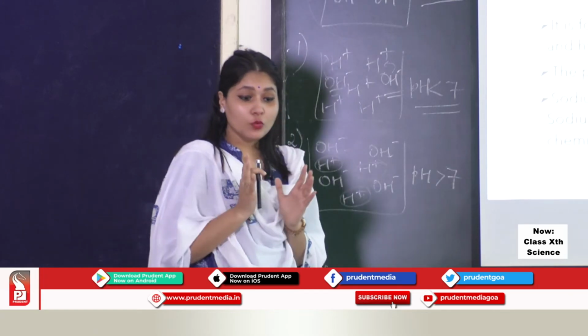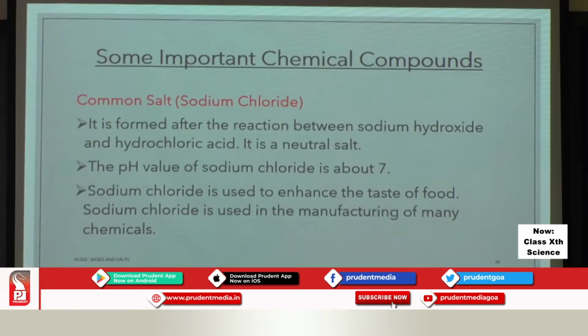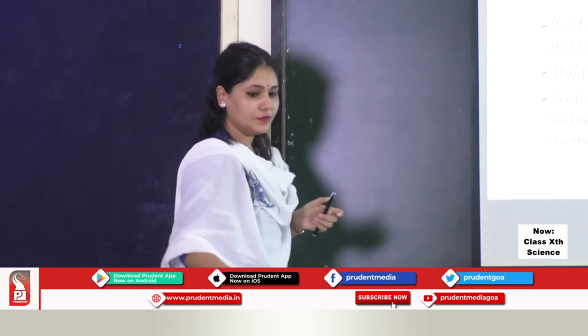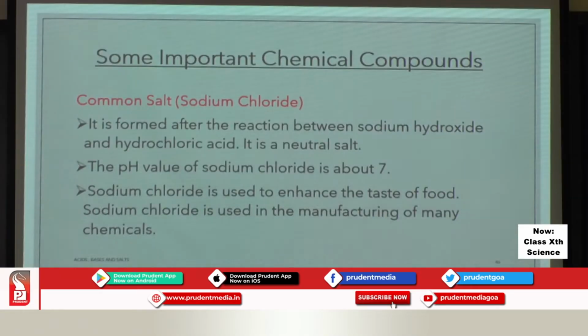Now, let us move on to the most important part of our lesson, that is, what are the important compounds that can be prepared from the salt. The first one that we have is common salt, called sodium chloride. How is it formed? When there is a reaction between a strong acid and a strong base. So, the reaction between sodium hydroxide and hydrochloric acid gives a neutral salt.